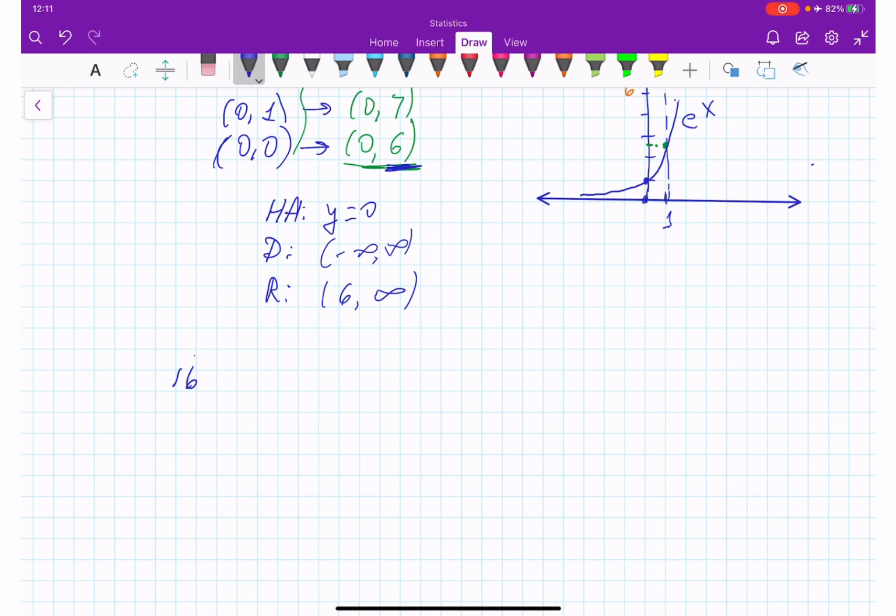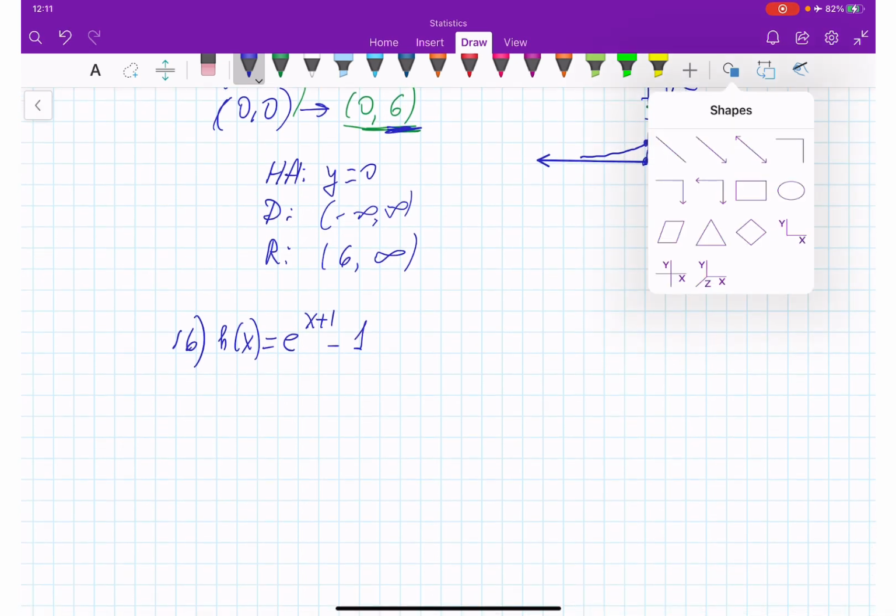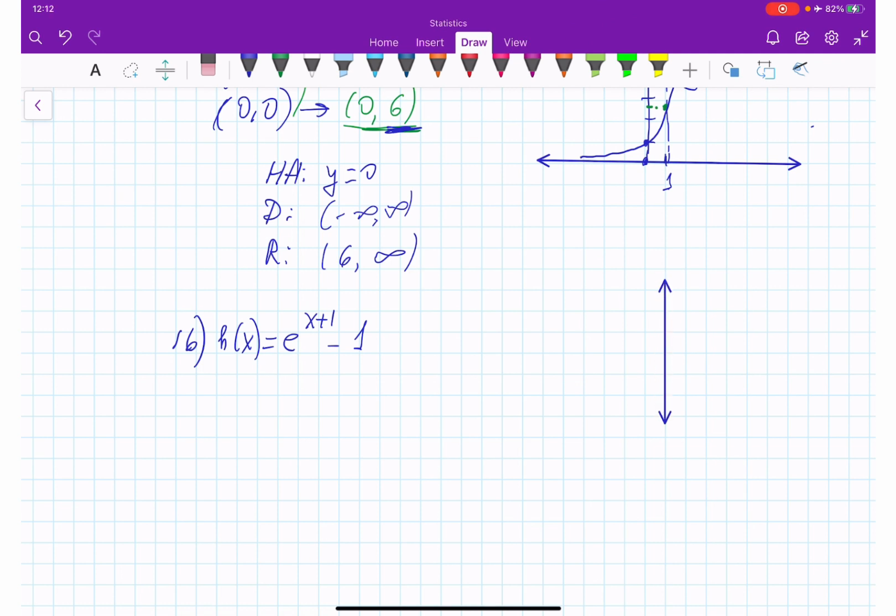16. So we have e to power, let's say h of x is equal to e to power x plus 1, minus 1. All right, so let's mark down. X is going to change by negative 1. Y is going to change by negative 1. So we have plus 1, negative 1.